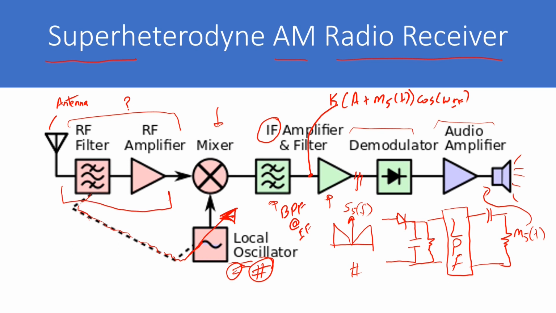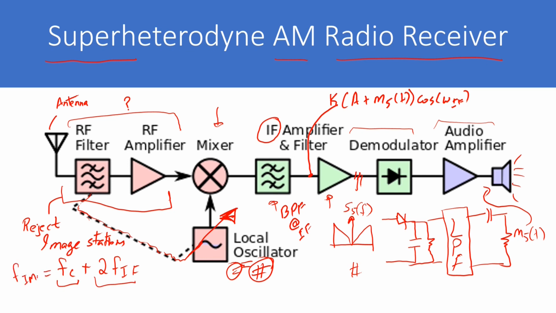So these two blocks are there to reject image stations. And what are the image stations? So these are the stations which are basically located at Fc plus 2FIF. That is, at twice the intermediate frequency. If you add that with the carrier frequency, then that station is basically something that we call an image station.